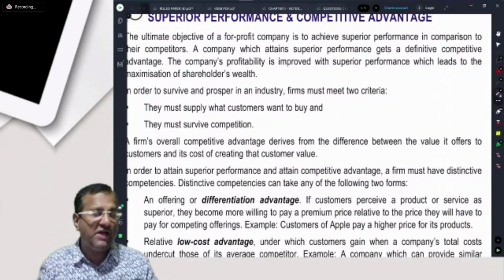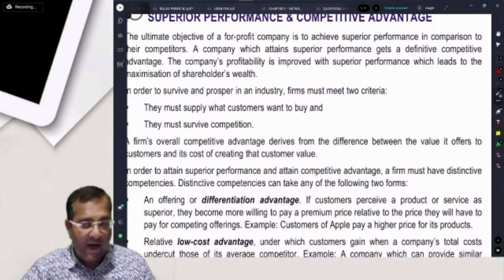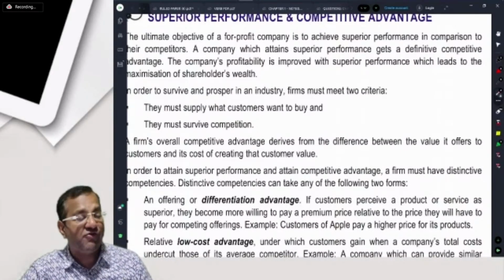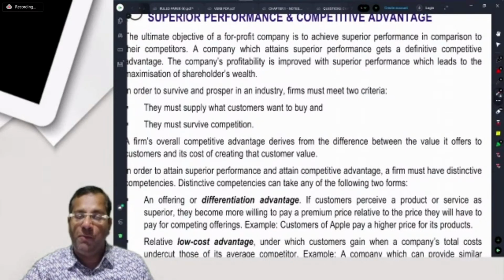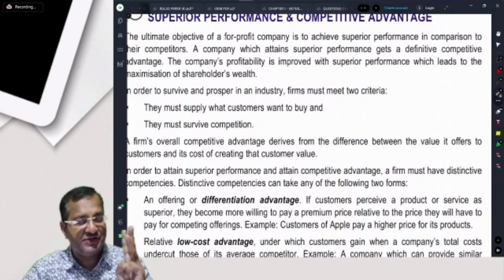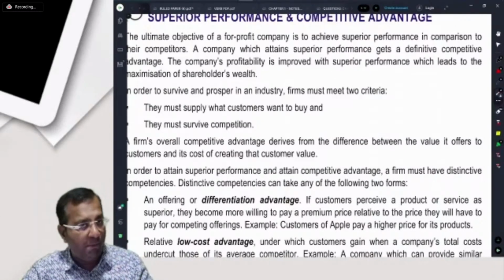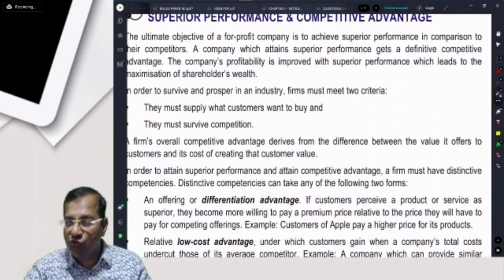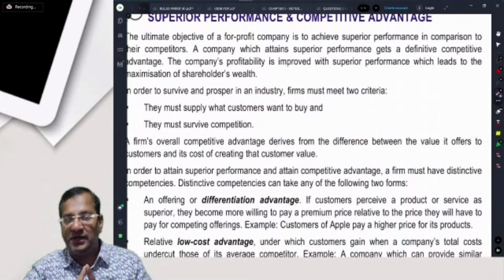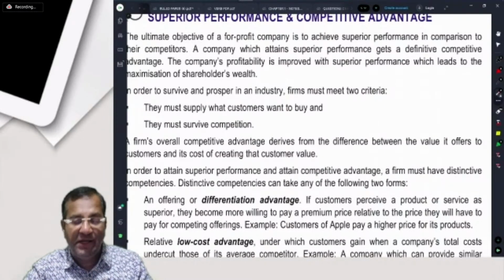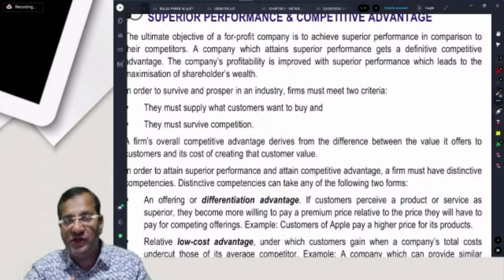These are the very, very important keywords. As per Michael Porter, how many generic strategies are there for competitive advantage? There are 3 generic strategies for competitive advantage. The first 2 are the broader ones. Name them. The first one is product differentiation. The second one is low cost advantage. And the third one is focused strategy.